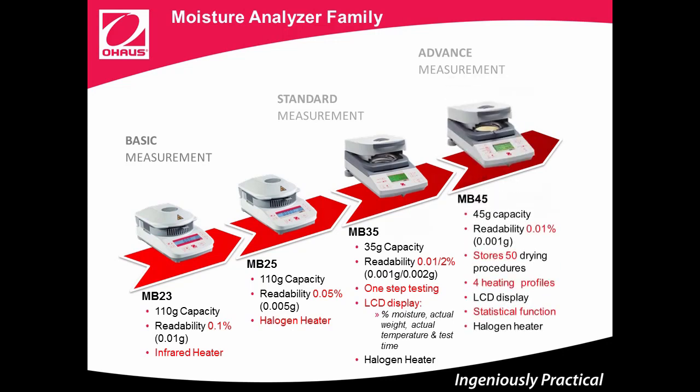MB45 is the advanced level of the MB series and is for high-performance moisture content determination. MB45 has a readability of 0.01%, can store up to 50 drying procedures, 4 selectable automatic drying programs, and a statistical function for simple tracking and recording over time. In every area where moisture control is needed, the MB series can be the perfect choice because of its superior performance and great value.